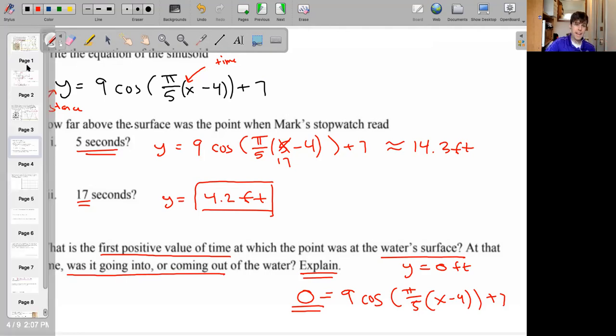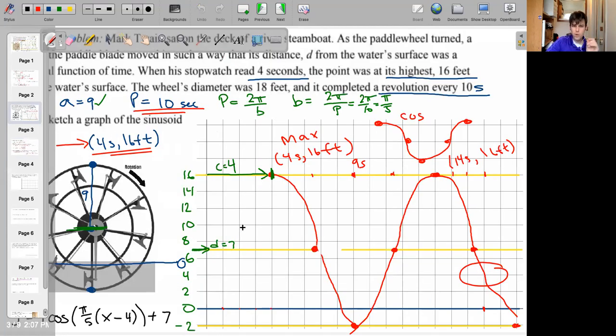So let's go back to our graph and think about this real quick. On our graph, the first time it enters or exits water is here, but it might happen over here too. Remember, these are about 2.5 seconds. So we'll be at equilibrium right there, and then we'll be down around here, hitting it again.